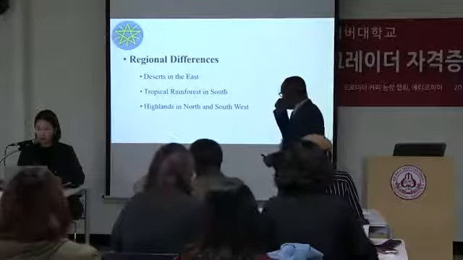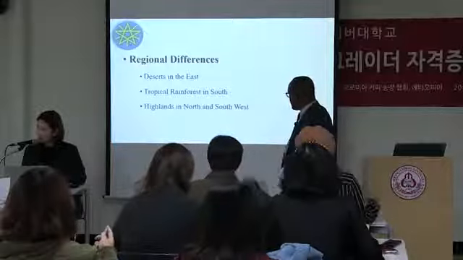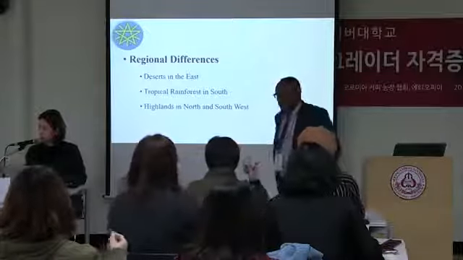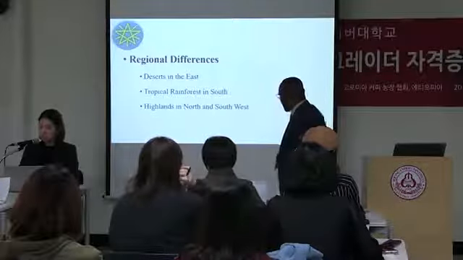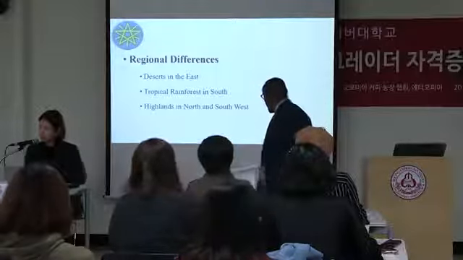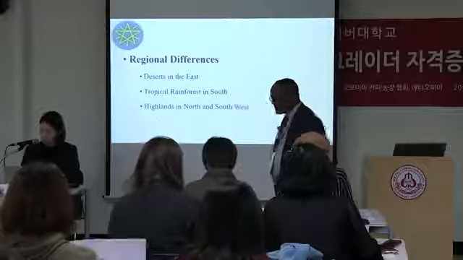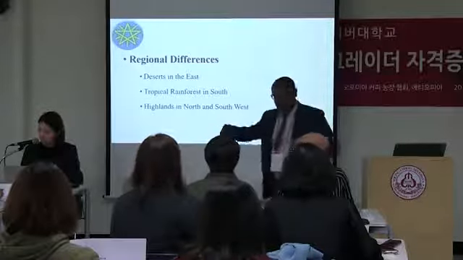Regionally, when we see, there is a desert in the east, tropical rainforest in the south, highlands in the north and southwest. These are the regional differences.